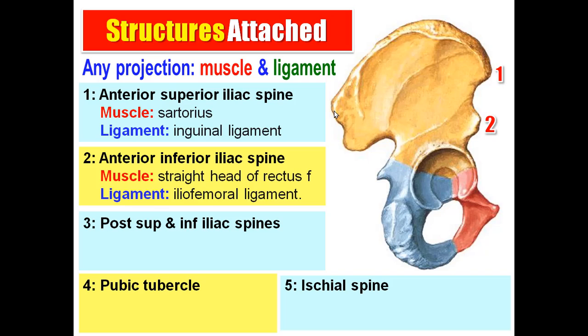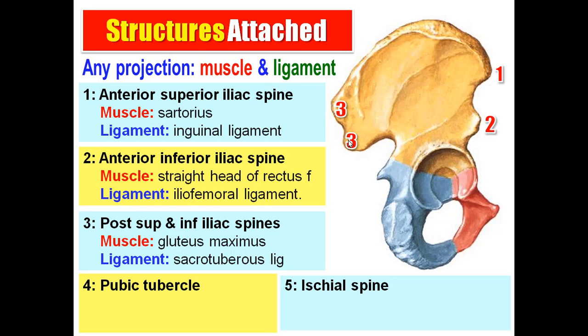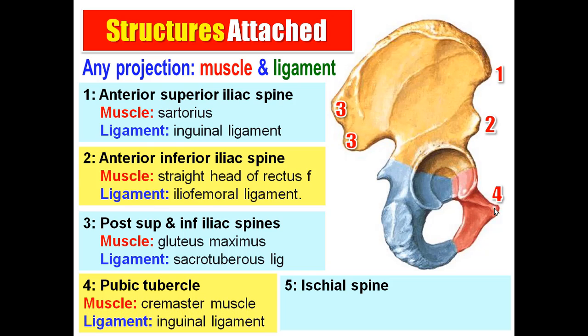How about the posterior superior and the posterior inferior iliac spines? The muscle is the gluteus maximus, and the ligament is the sacrotuberous ligament. How about the pubic tubercle? Muscle and ligament. The muscle is the cremaster. How about the ligament? The ligament is the inguinal ligament, the medial end of the inguinal ligament.